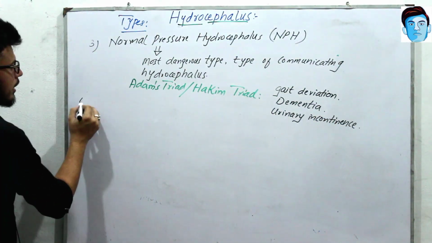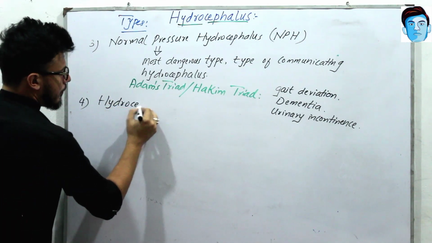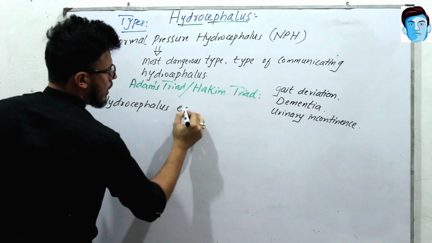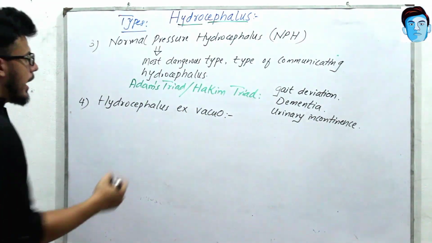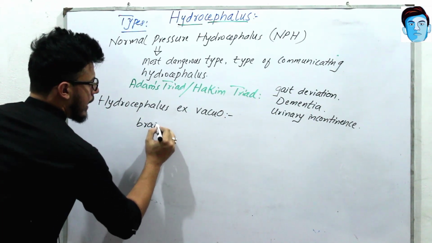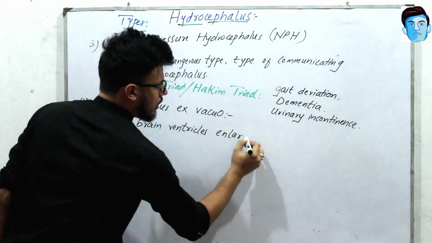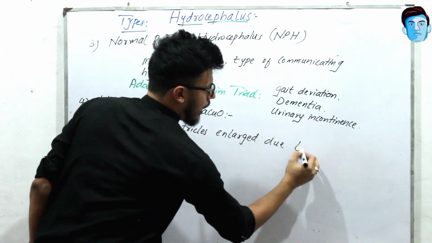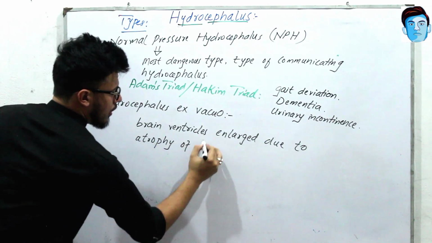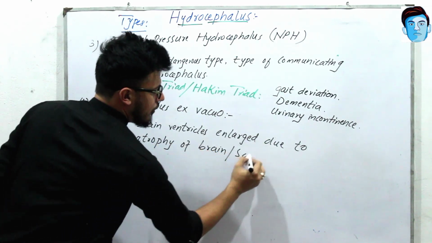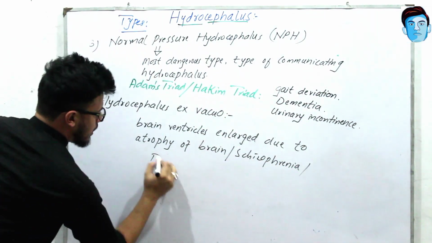Now let's discuss the last type of hydrocephalus, called hydrocephalus ex vacuo. Actually it is not a true type of hydrocephalus. Here the brain ventricles are enlarged due to atrophy of the brain, or schizophrenia, or dementia.